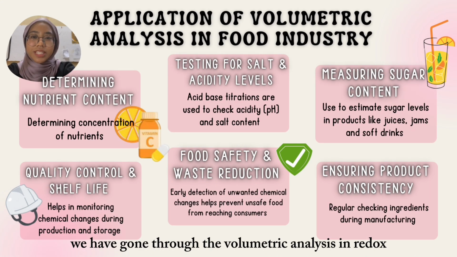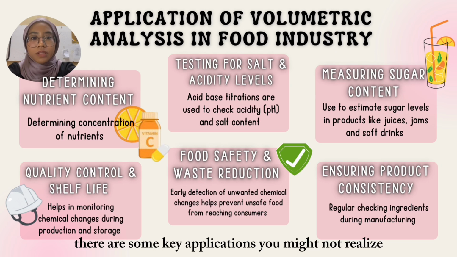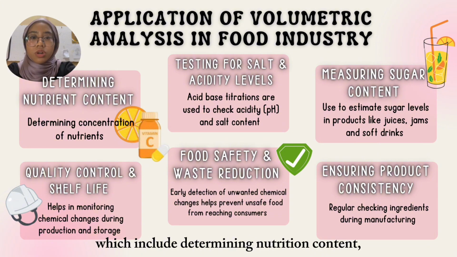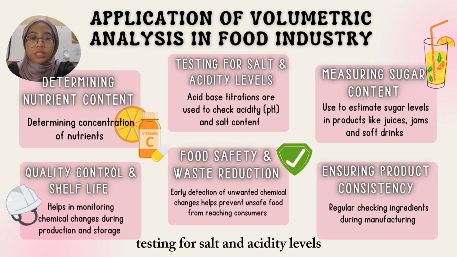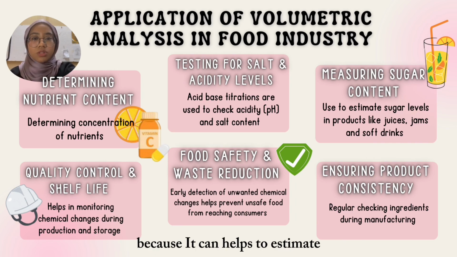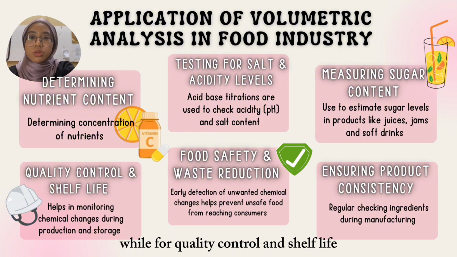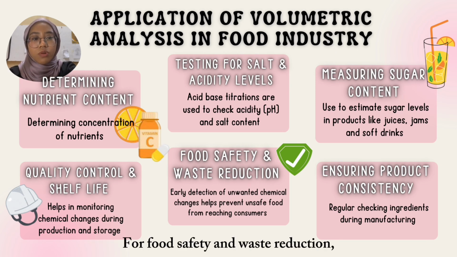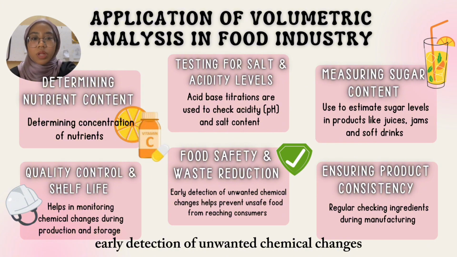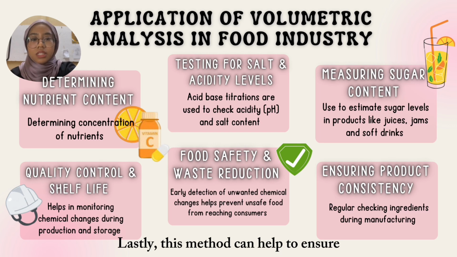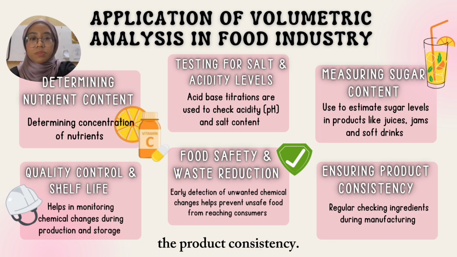We have gone through the volumetric analysis in redox titration, but there are some key applications you might not realize are happening every day in the food industry, which include determining nutrition content, testing for salt and acidity levels because this can help to check acidity and salt content. Same goes for measuring sugar content because it can help to estimate sugar levels in products like juices, soft drinks, and also jams. While for quality control and shelf life, this method helps in monitoring chemical changes during production and storage. For food safety and waste reduction, early detection of unwanted chemical changes helps to prevent unsafe food from reaching the consumers. Lastly, this method can help to ensure product consistency.